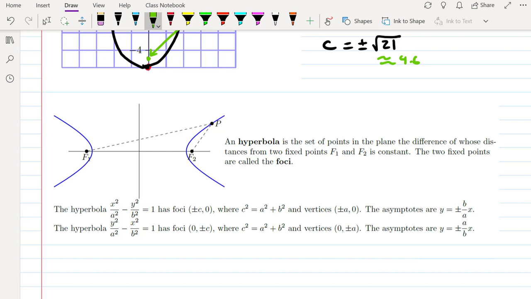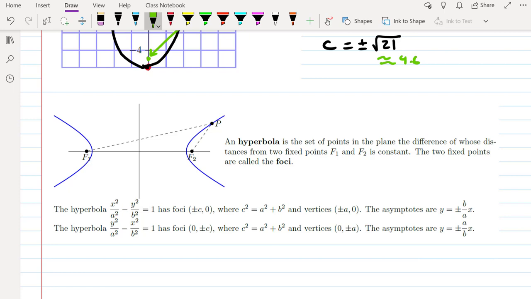So then the hyperbola, x squared over a squared minus y squared over b squared equals 1, has foci at plus or minus c comma 0, where c this time is the square root of a squared plus b squared, and vertices at plus or minus a comma 0. It has a pair of asymptotes, and they are at y equals plus or minus b over a times x.